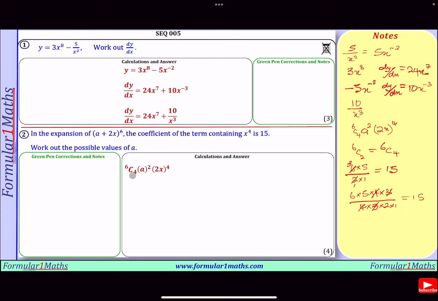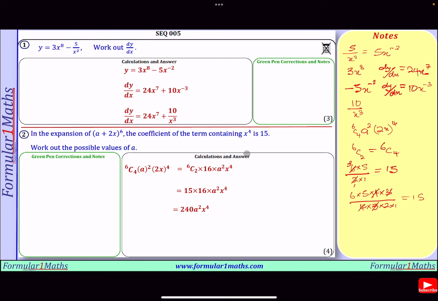But 64 is the same as 2 to the power 6. So that will be 2^6 times 16, because 2 to the power 4 is 16. Then a squared is a squared, and x to the power 4 is x to the power 4 here. As we've seen already, 6C2 is 15. So we end up with 15 times 16 times a squared times x to the power 4. Simplify that, and you get 240 a squared times x to the power 4.